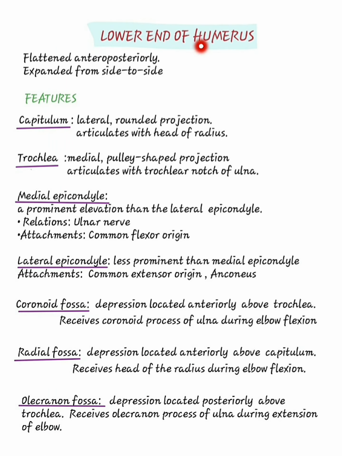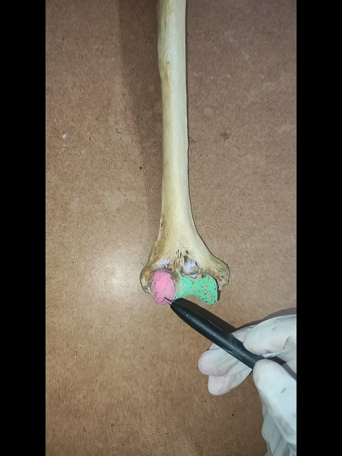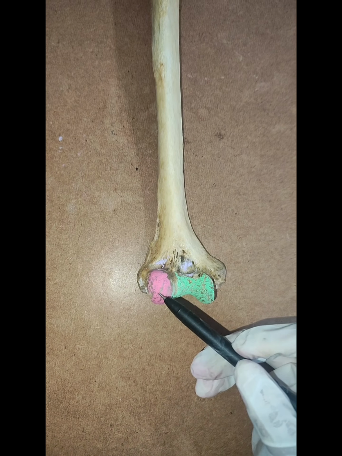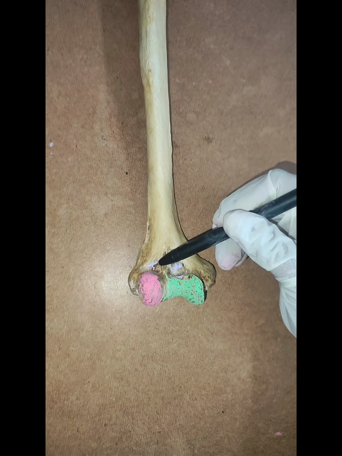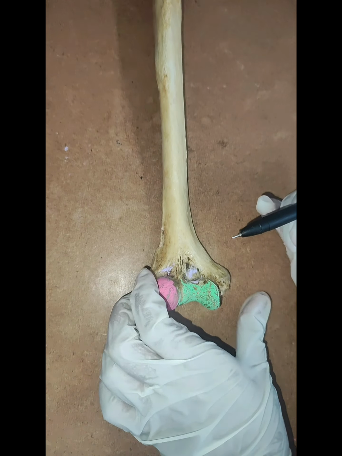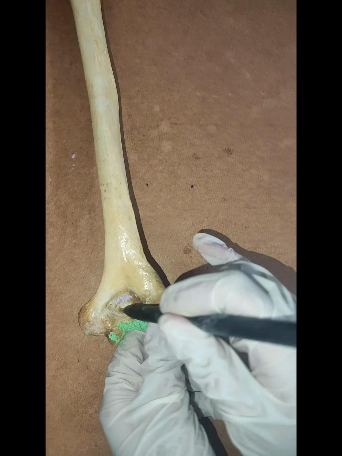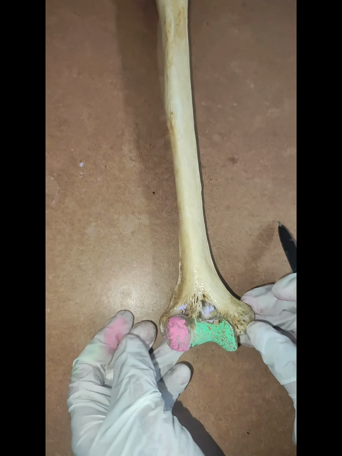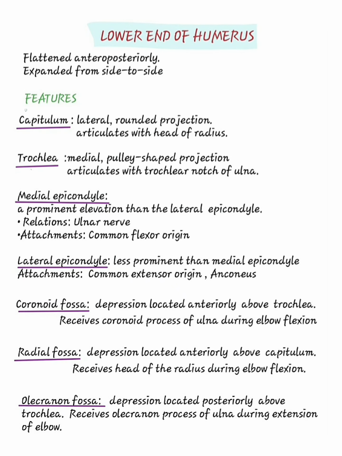Lower end of the humerus: it is flattened antero-posteriorly and expanded from side to side. Features: capitulum, trochlea, radial fossa, coronoid fossa, olecranon fossa, medial epicondyle, and lateral epicondyle. The capitulum is a lateral, rounded projection. It articulates with the head of the radius. The trochlea is a medial pulley-shaped projection. It articulates with the trochlear notch of the ulna.